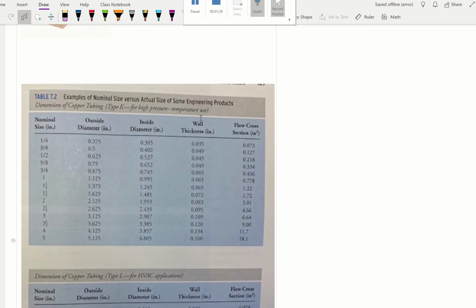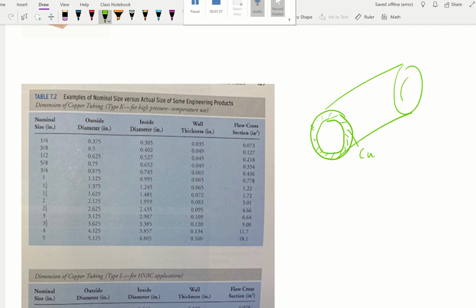For example, let's look at nominal size versus actual size of some engineering products. This is copper tubing, and the cross section is going to be something like this. It's kind of a donut shape, and in the middle is hollow, and those are made of copper, and it's going to be 3D. Okay, so if it's 1/4 nominal size, what does it mean?